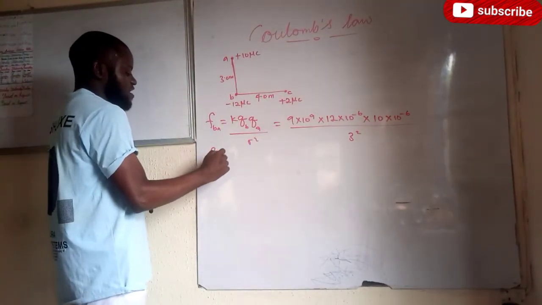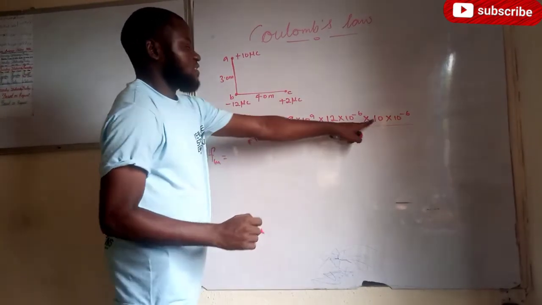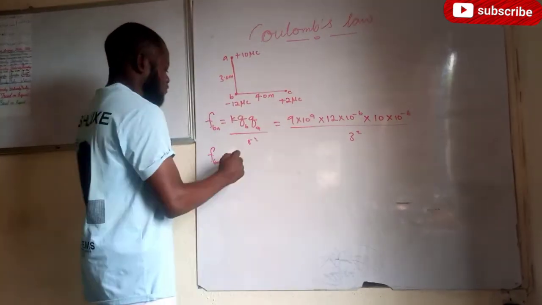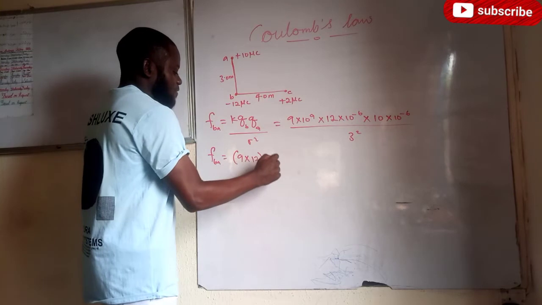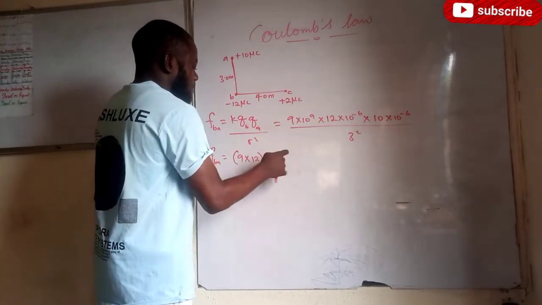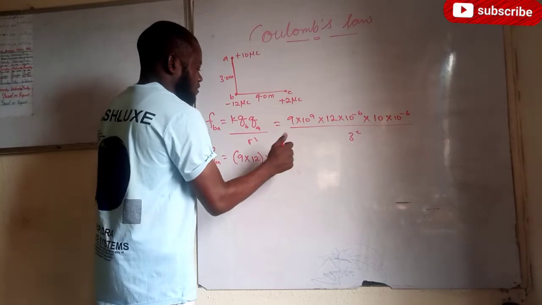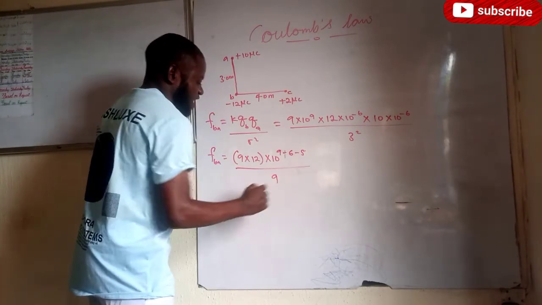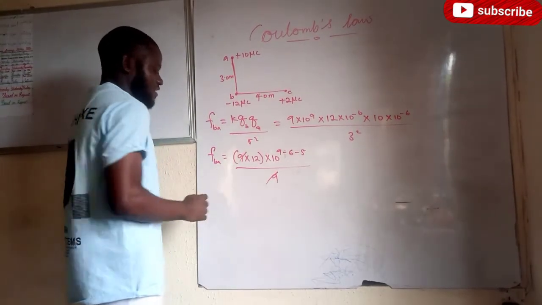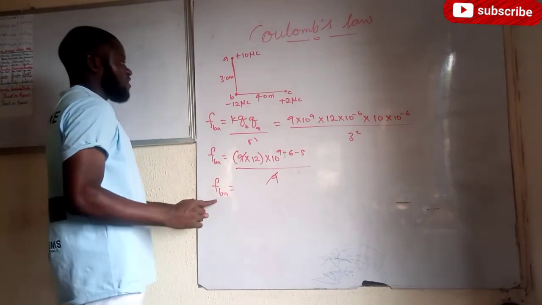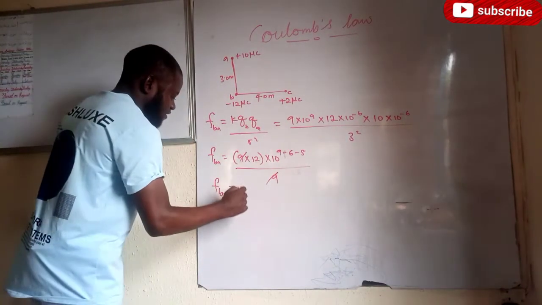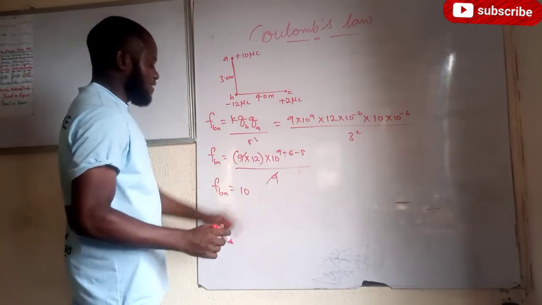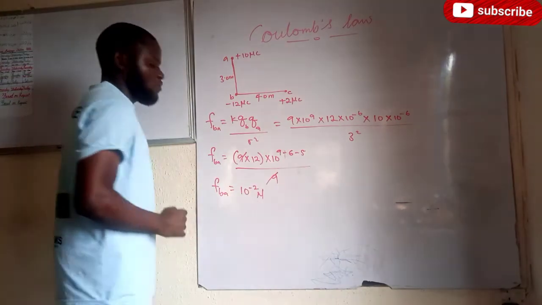So we have that FBA equal 9 times 12 times 10. Okay, I don't need to do this. So this is going to become 10 to the power of minus 5. So I can just go by saying 9 multiplied by 12, then multiply by 10 to the power of 9 minus 6, then minus 5. Do we understand this? Divided by 9. So this and this can cancel. Then I have that the force of attraction between A and B is equivalent to 10 to the power of, this will give us 11. 9 minus 11 will give us minus 2. So this is what we have.